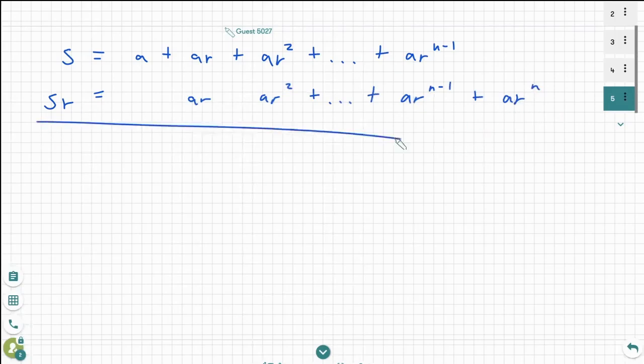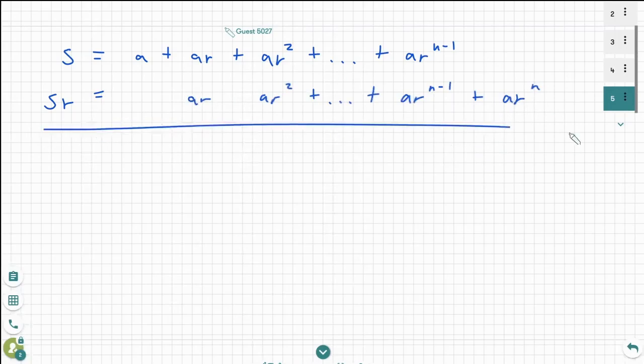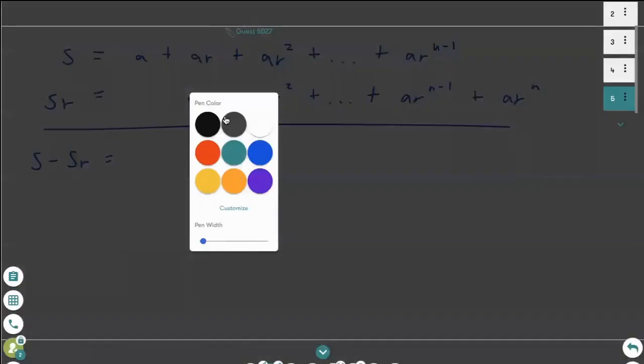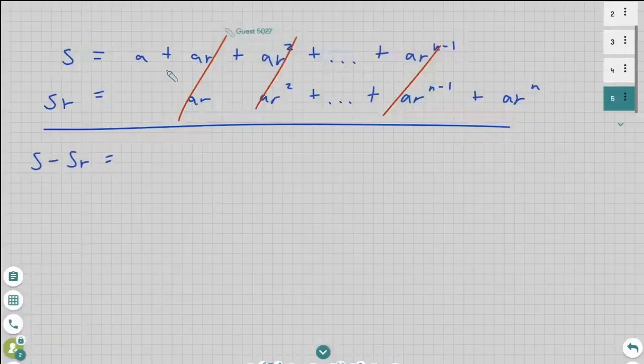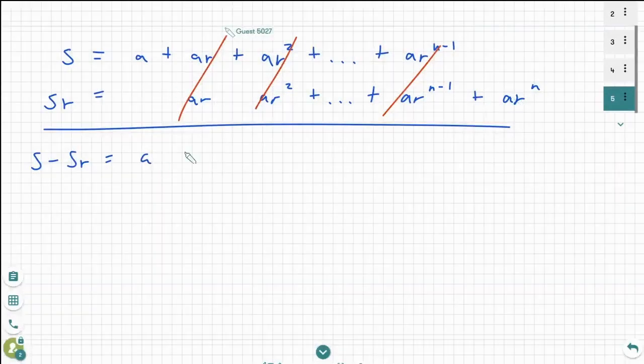What I can do is take these two equations and subtract them. So S minus SR. What happens if I subtract the second equation from the first equation? They would all cancel out except for A and AR to the n power. I aligned these up so they cancel out. So I end up with A minus AR to the n power.